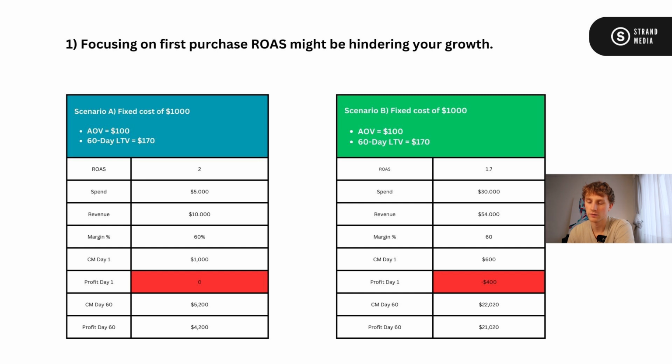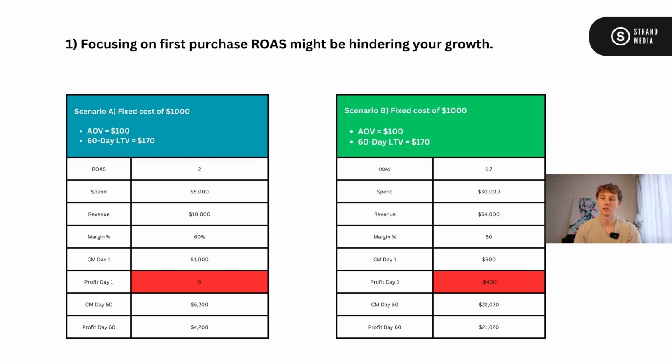As you can see, for this example, we have a ROAS of 2. So for every dollar that this business spends on advertising, they get $2 back in sales. Here they spend 5K in ads and get a revenue of 10K. Then they have a gross margin of 60%. Basically, the contribution margin in this example for day one is going to be $1,000. The contribution margin is not profit because we're not considering the fixed cost, but it's basically profit before we take away the fixed cost.